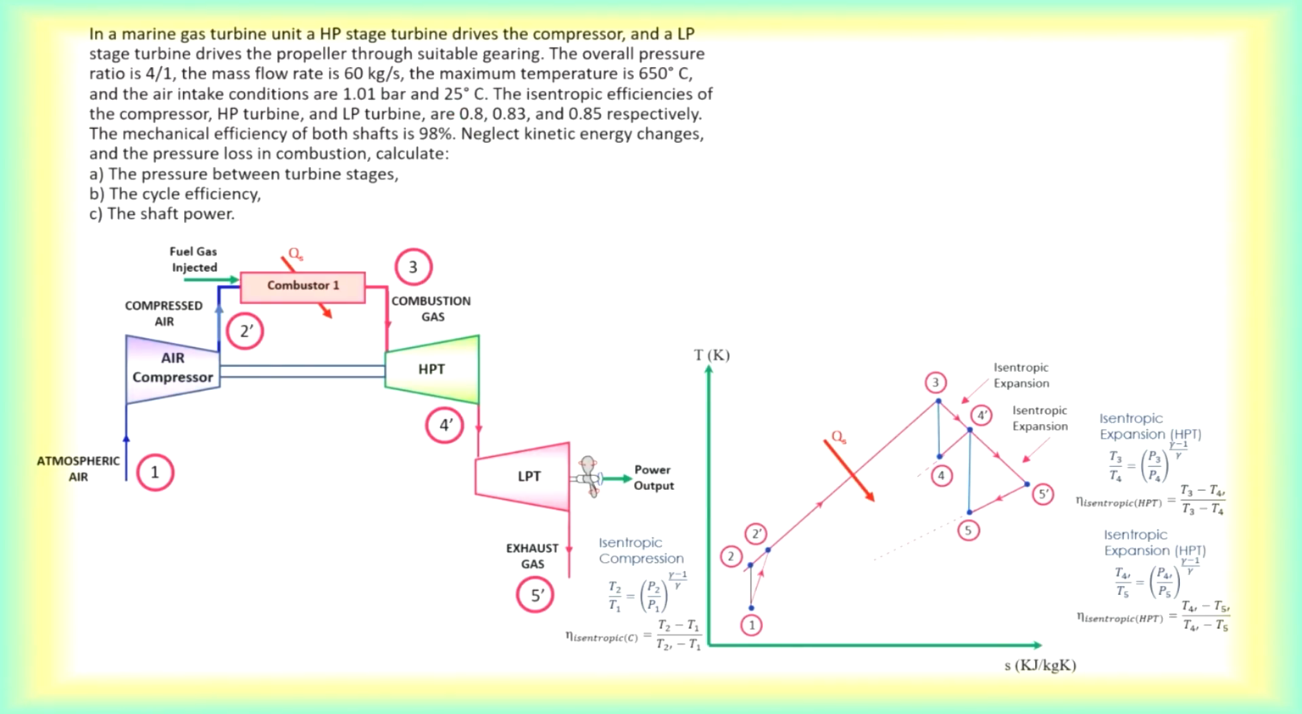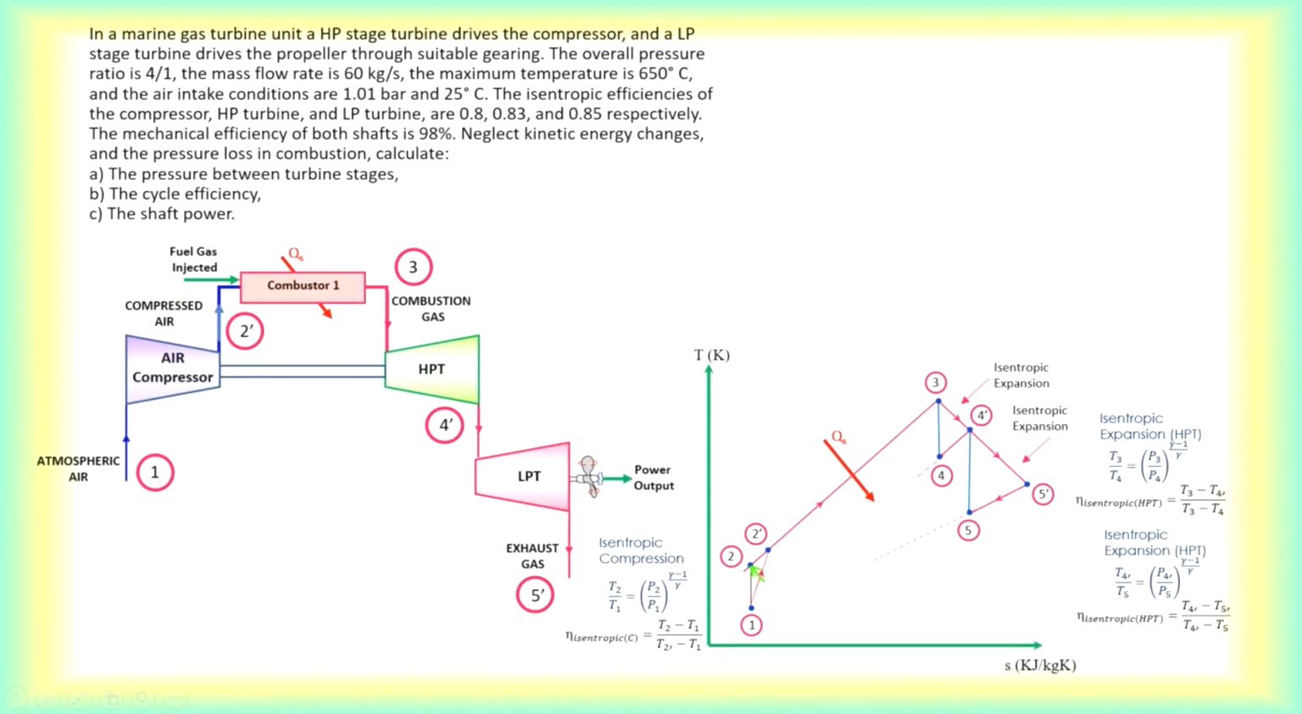So 25 plus 273, you have 298 Kelvin. And then the highest temperature is given as 650, so plus 273 should be 923 K. So what we need to find now is the temperature T2 first.